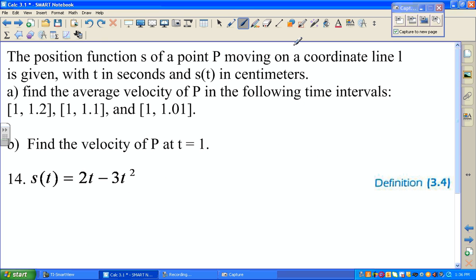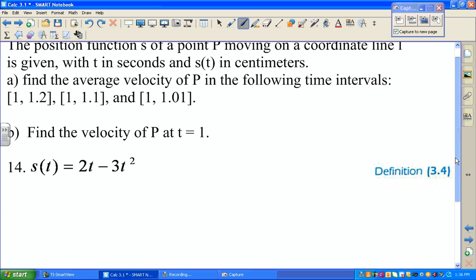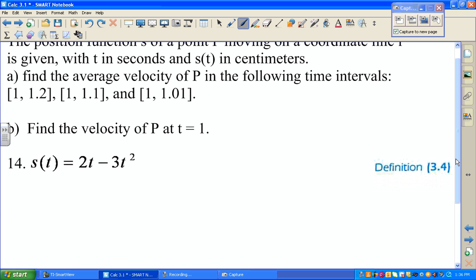The position function of a point moving on a coordinate line is given, with t in seconds and s in centimeters. Find the average velocity of p in the following time intervals. You know that t is x. You know that s of t is y. I'm going to do something just a tad bit different, I think.